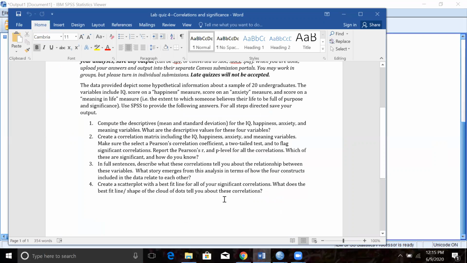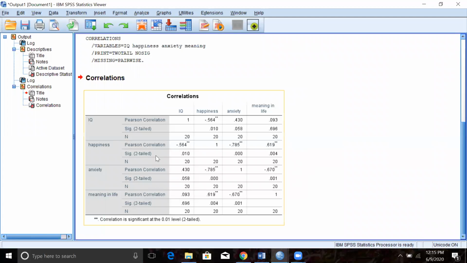Okay, so then create a scatter plot with a best fit line for all your significant correlations. What does the best fit line shape of the cloud of dots tell you? So there were, let's see, 1, 2, 3, 4 significant correlations. So you're going to want 4 scatter plots. I'll just show you one so you know how to do it. Let's take happiness and anxiety.